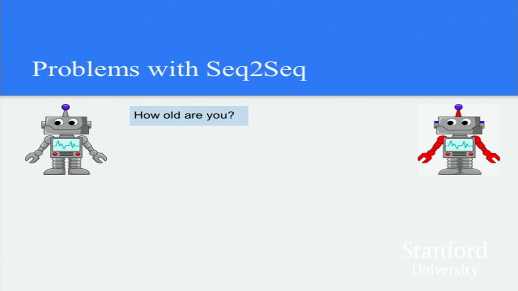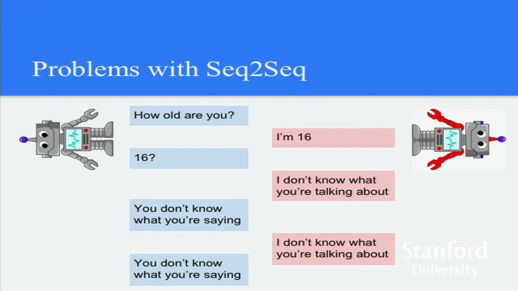So once you've trained a model like this, it's kind of fun to have the model talk to itself and see what happens. So this is a real conversation from the model in the paper. The first chatbot says, "How old are you?" And then the second one says, "I'm 16," and the first one says, "16?" And then things kind of fall apart. So the second chatbot says, "I don't know what you're talking about." The first chatbot says, "You don't know what you're saying," and the chatbots get stuck in an infinite loop.